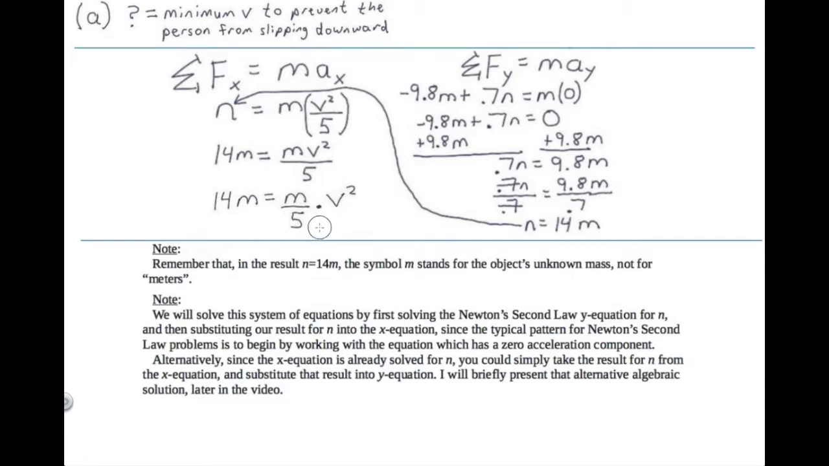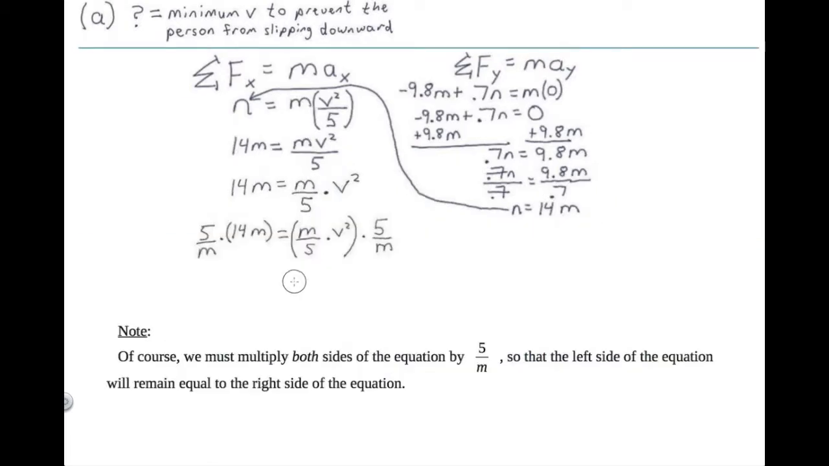The most efficient way to remove this fraction is to multiply both sides of the equation by the reciprocal of the fraction. We multiply both sides of the equation by 5 over m, which is the reciprocal of m over 5. The advantage of multiplying by the reciprocal is that now on the right side of the equation, the 5 over m cancels the m over 5. Also notice that on the left side of the equation, the m's cancel diagonally.